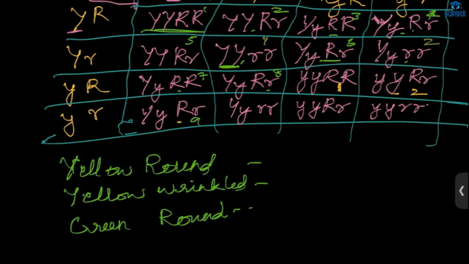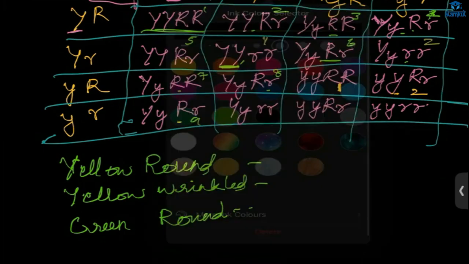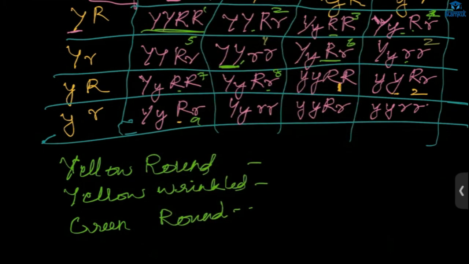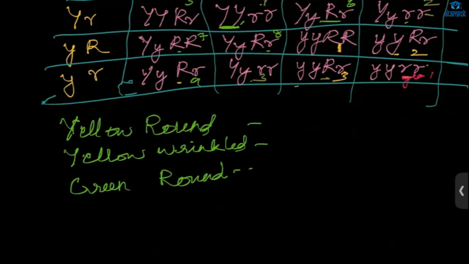The next one is capital Y, small y and small r. What is this? Ma'am, that will be yellow wrinkled. So, 1 yellow wrinkled, 2 yellow wrinkled, and 3 yellow wrinkled. And this one? Green round. So we got 3 green round. And the last one is green wrinkled. Looks like that one is very rare. So, these all are the phenotypes.